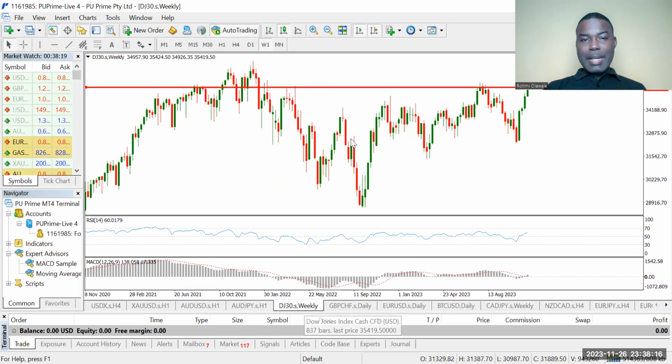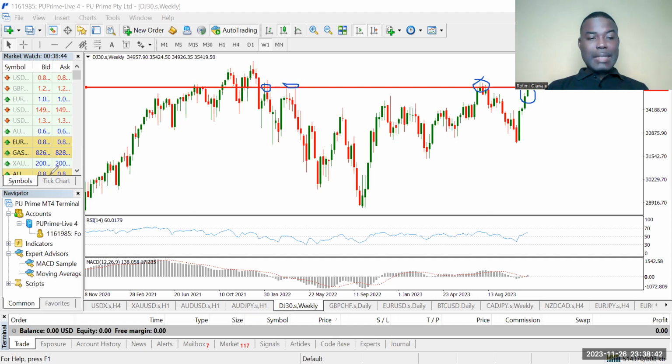All right, next we want to look at the DJ30. Now, we've been watching this instrument for quite a while, and I hope this week the breakout will happen. So this is a DJ30 on the weekly time frame, and price actually closed last week on a very strong resistance level. Price has hit this multiple times, retracing in the process, and last Friday, price closed on that level.